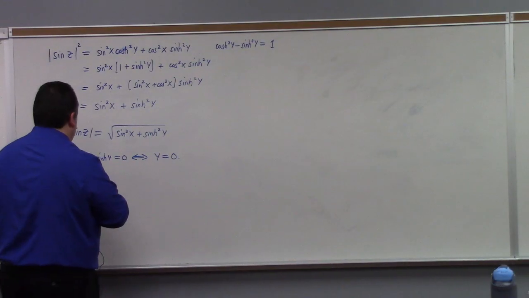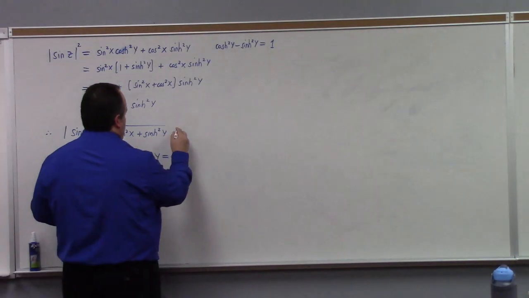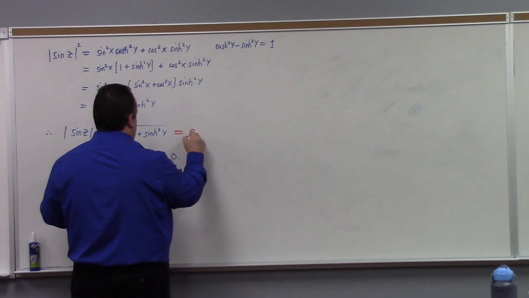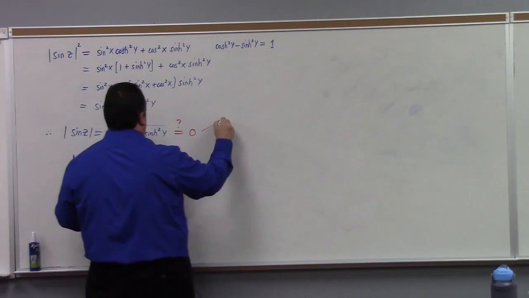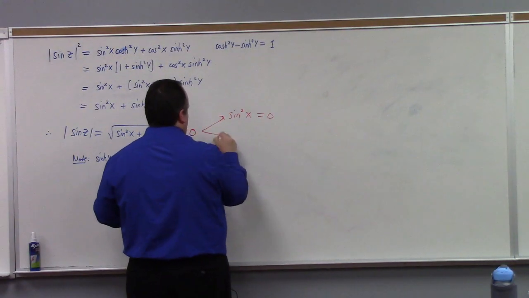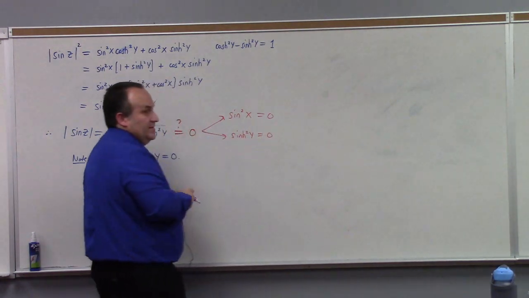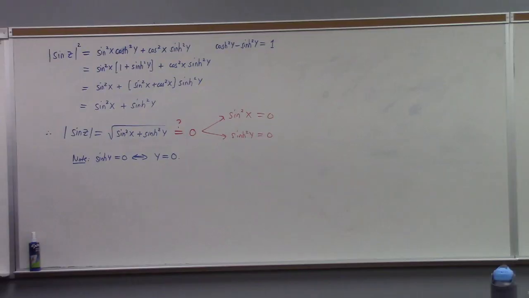But now we have this formula, right? So let's ask the question, where is sine of z 0? Is this equal to 0? Well, we must have that sine squared x is equal to 0, and you need that sinh squared y is equal to 0. Both of those are required for the sum of the squares to be 0, right? So that forces what?